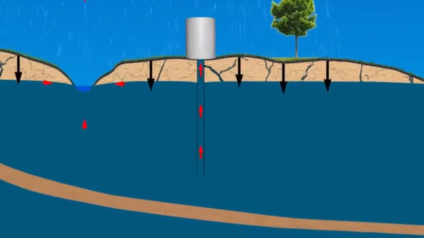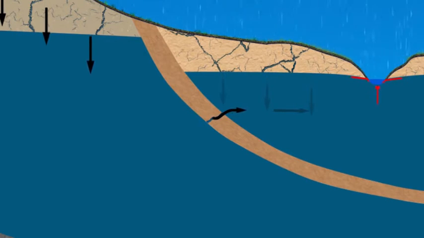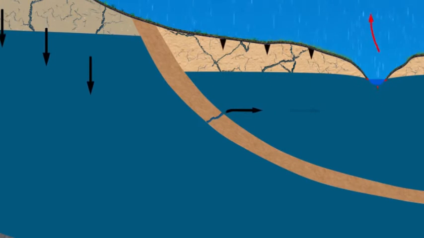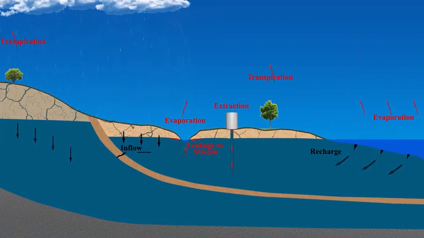Water that enters from another aquifer is called inflow. Inflows and recharge are comparable to a deposit in a bank account. They add to the overall wealth of an aquifer.